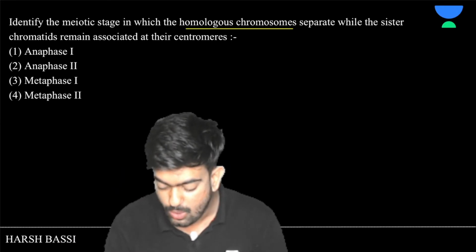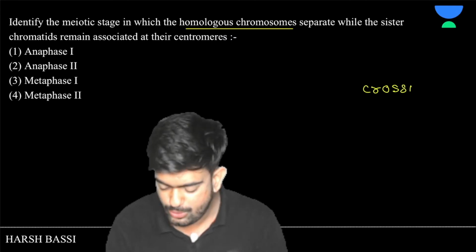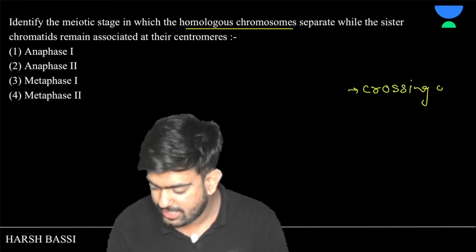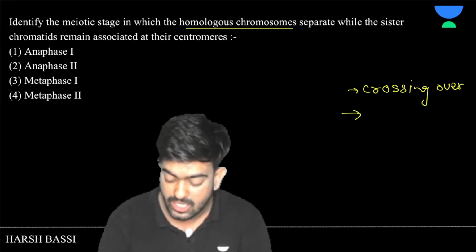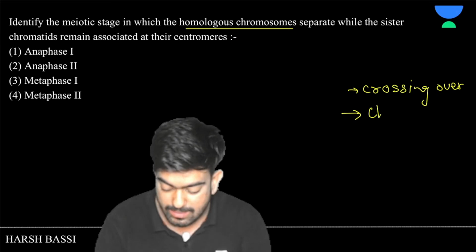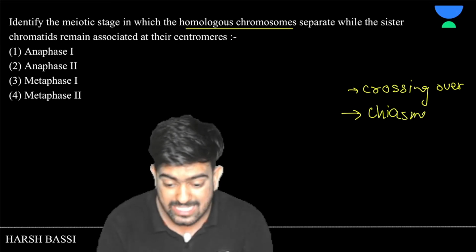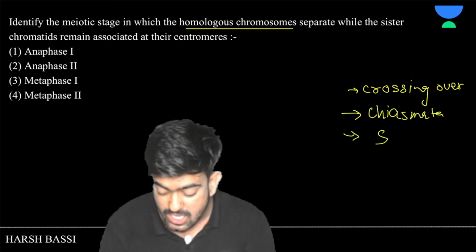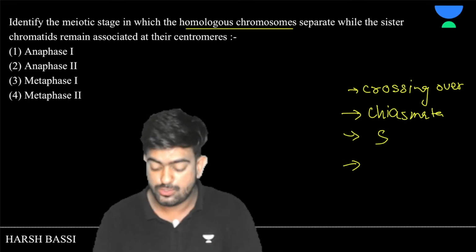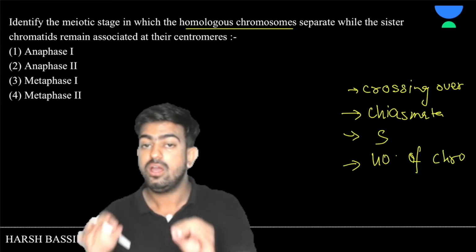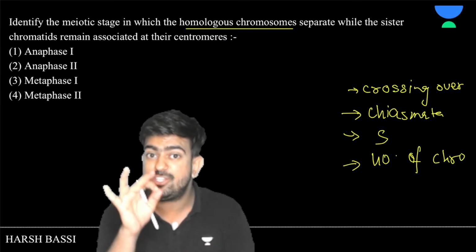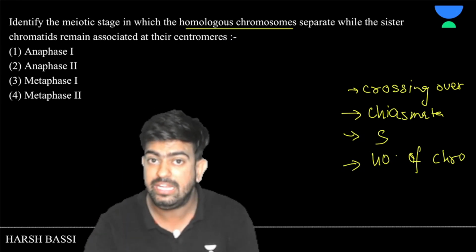One is the crossing over. Crossing over से questions आते हैं बहुत. Next hot topic is the chiasmata formation. Second hot topic was S phase. Fourth hot topic was number of chromosomes. So these are the hot topics of this chapter. Majority of the questions come in NEET from these chapters.